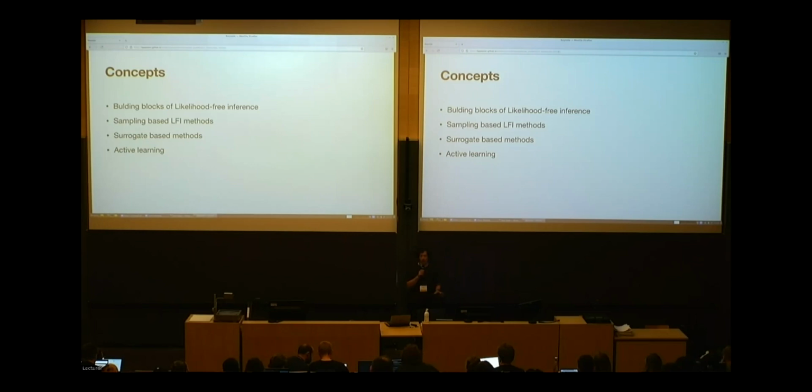Active learning is going to be a thing where you try to choose where to find information about the parameter space instead of blindly going all over the parameter space, because that's not very efficient when you're trying to infer something.